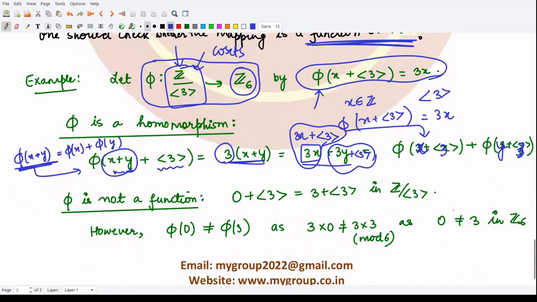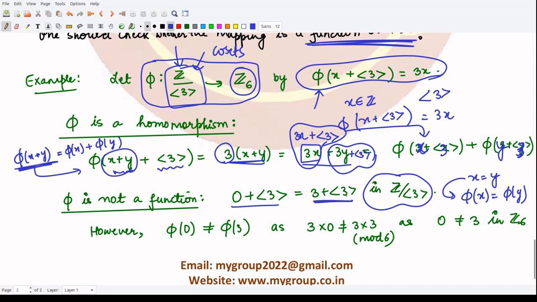Why? Because for a function, if we take two elements as equal to each other, then their mappings should also be equal to each other, right? However, in this case, we take two elements as equal. You know, in the factor group, the element 0 plus the subgroup generated by 3 is equal to 3 plus the subgroup generated by 3, right? This thing you know. However, the function values phi of 0 and phi of 3 are not equal to each other.